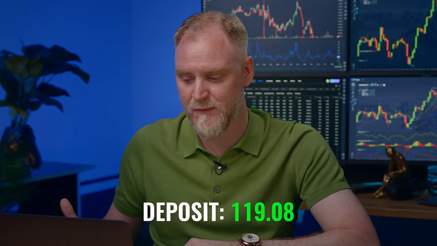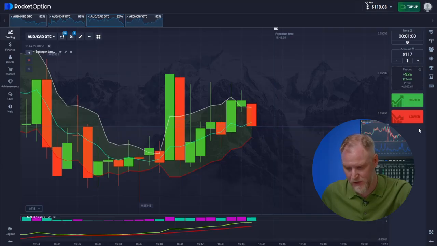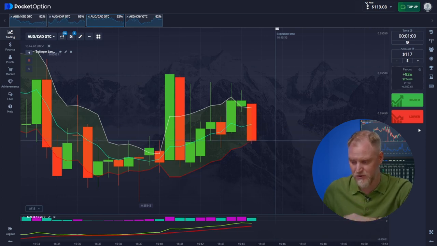Now the balance is up again, time for the next step. And the Aussie and Swiss pair doesn't look promising, so I'll switch to the Aussie and Canadian. I'm investing 117. Analyzing the chart, I see an opportunity for a long position, so let's go short.